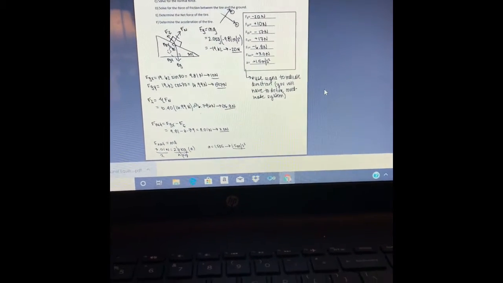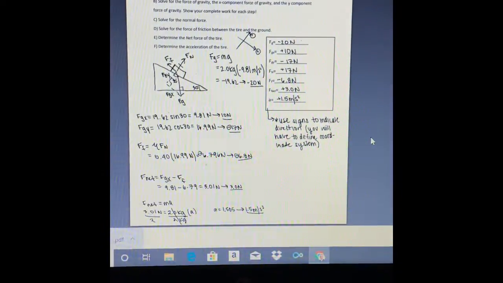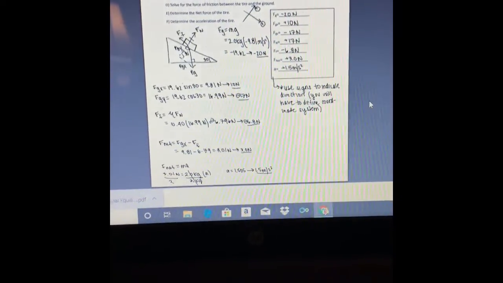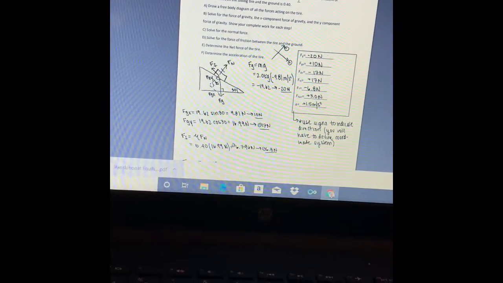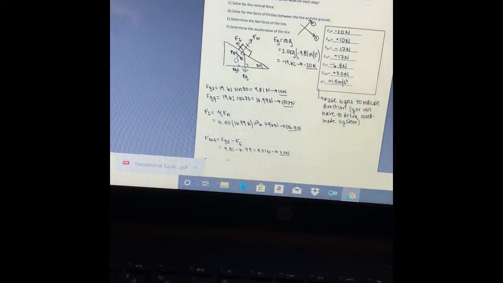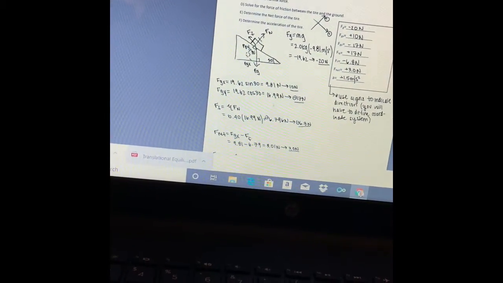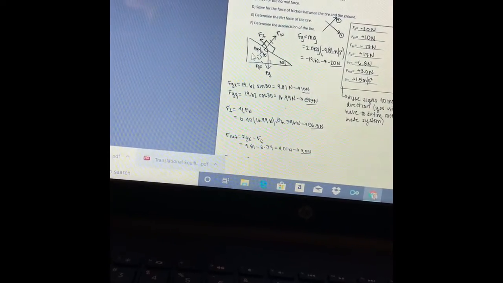So this problem is an inclined plane problem. I think this one's easier. So basically, we're going to start off by reading this part. It says a landscaper is doing some lawn work, 2.0 kg tire, and then a 30 degree inclined hill. That's all you really need to know.